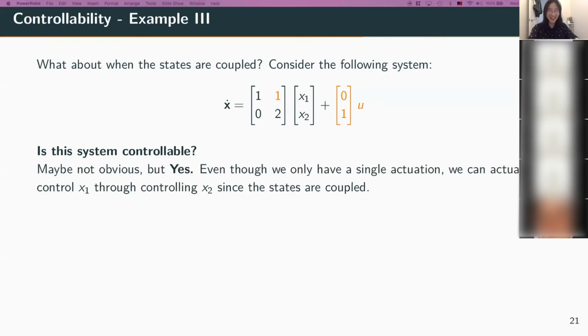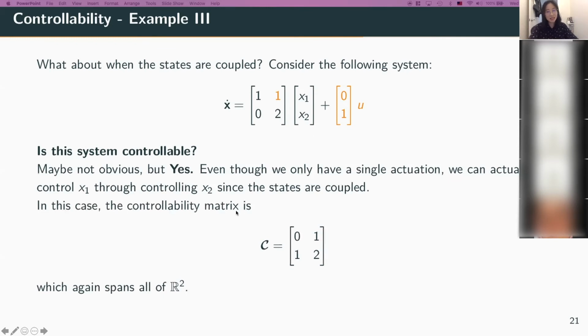Thank you. Right, so it may not be as obvious, but it is indeed controllable. Even though we only have a single actuation, we can actually control x1 through controlling x2 because the states are coupled. And in this case, the controllability matrix is this thing, and as we can see, it spans all of R^2, and therefore controllability is satisfied.